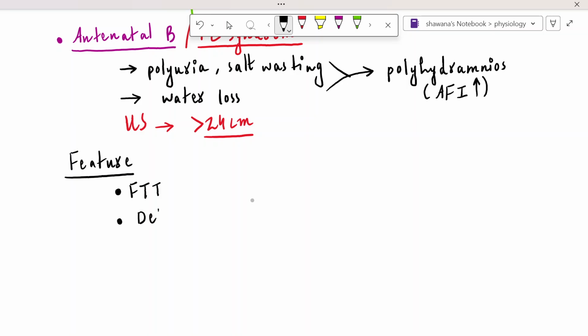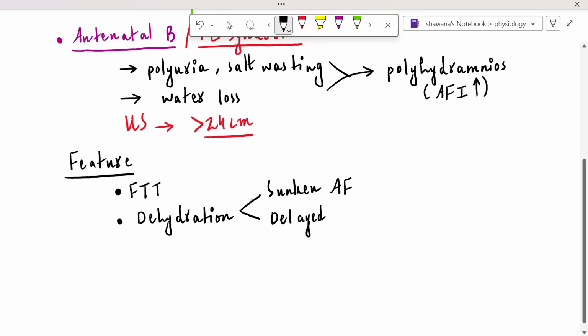It's obvious, right? Because water loss is there, so it leads to dehydration like symptoms. And what are included in dehydration, like sunken anterior fontanelle, and the second is the delayed skin pinch, right? These are symptoms, or you can physically examine these kind of manifestations. Delayed skin pinch is included in the dehydration.